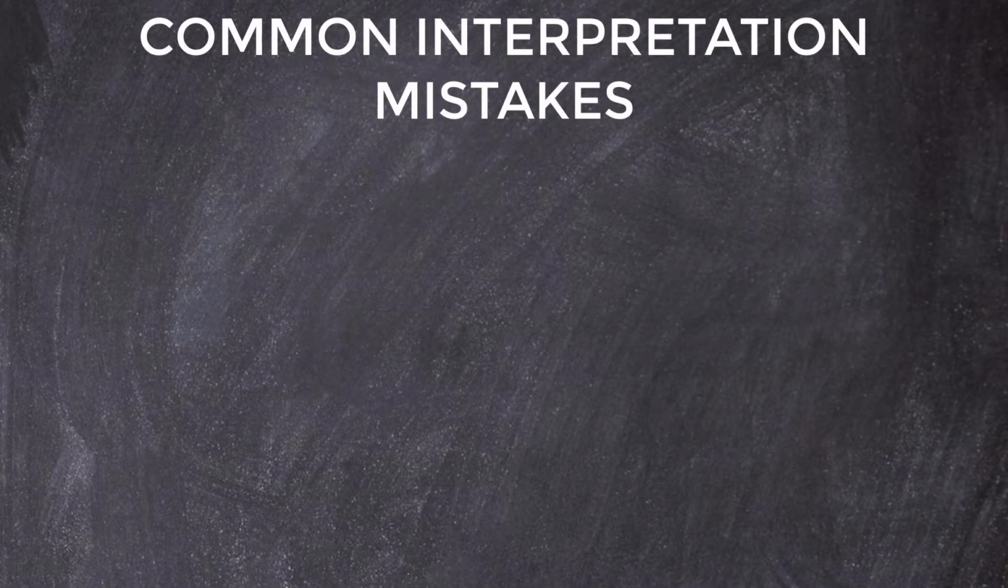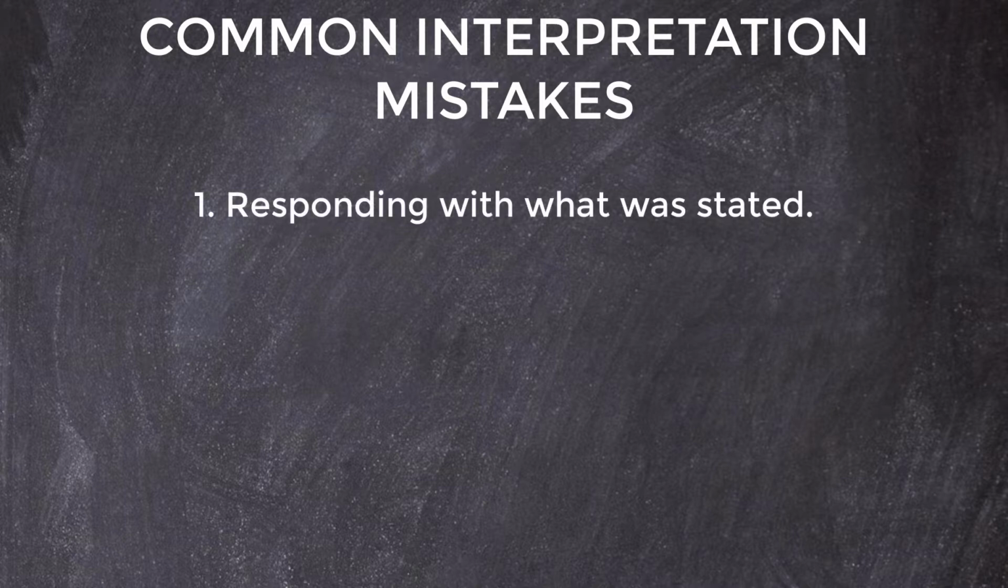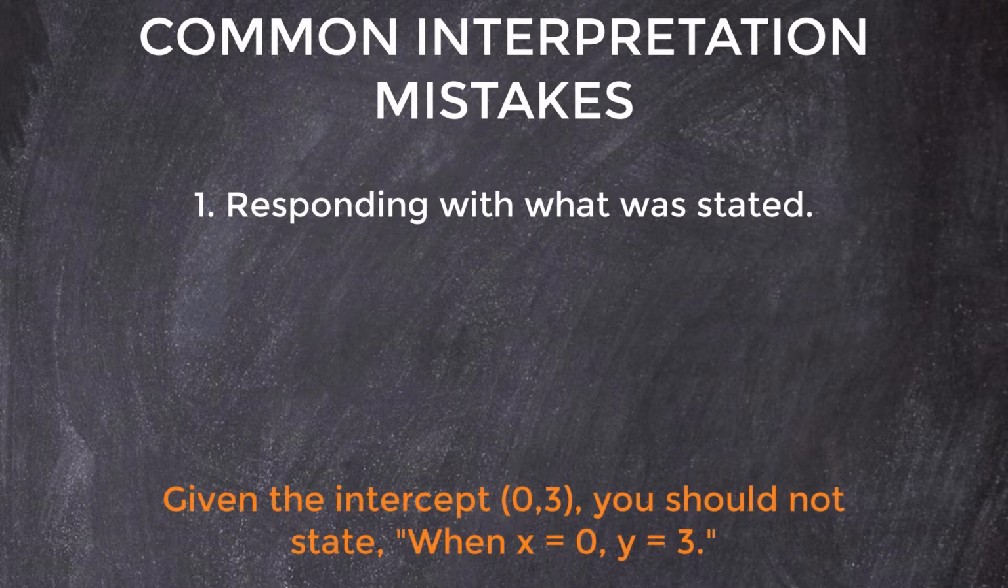There are a couple of major mistakes I commonly see from students when asked to interpret intercepts. First, as I stated in the initial example, you should never respond with what is already stated. That is, given the intercept (0, 3), you should not respond with, the intercept means that x is equal to 0 when y is equal to 3. That's a worthless response and shows no understanding of the underlying application.